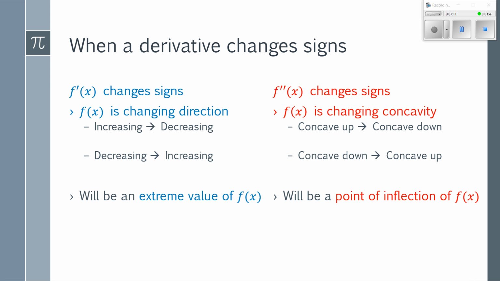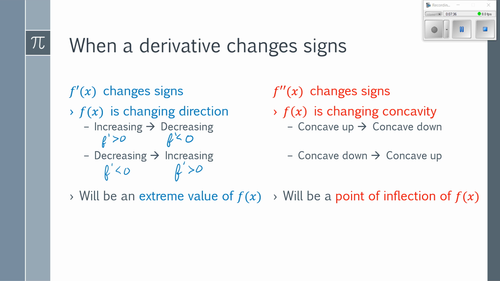So let me summarize it all in one spot here. F prime changing signs means that f is changing direction, going from increasing to decreasing, which would be f prime positive going to f prime negative, or from decreasing, f prime negative, to increasing, f prime positive.